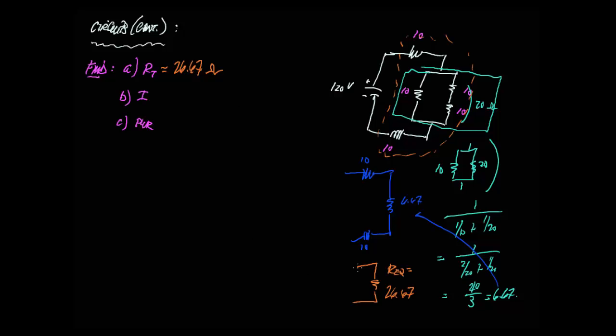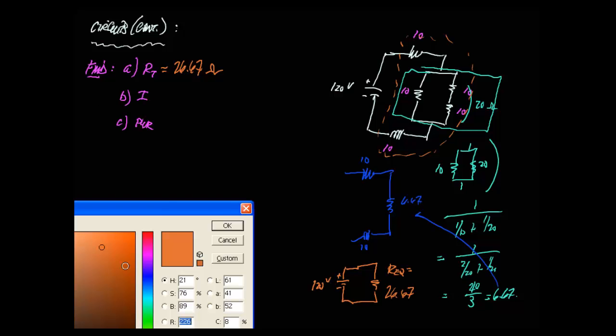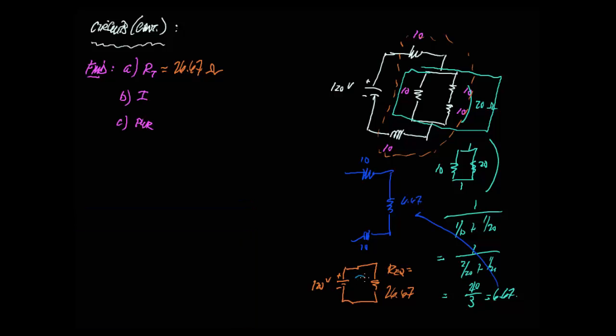Now if we continue and just use that equivalent with that 120 volt source, we can go further and find out what the current is flowing through that circuit. And that comes from Ohm's law. We just rewrite it for current is voltage over resistance. That's going to be 120 over 26.67. So 120 divided by 26.67 gives us roughly about 4.5 amps. And that's the current that is flowing through that.